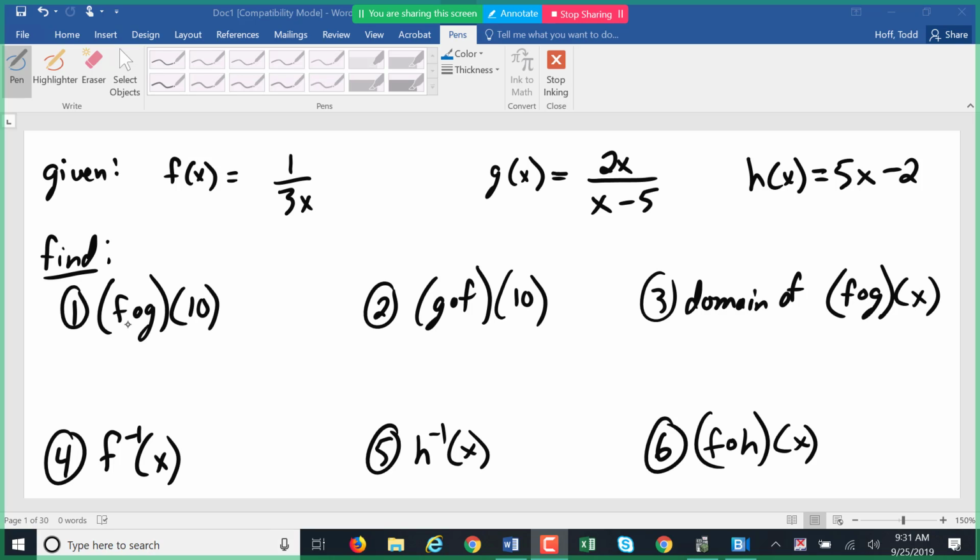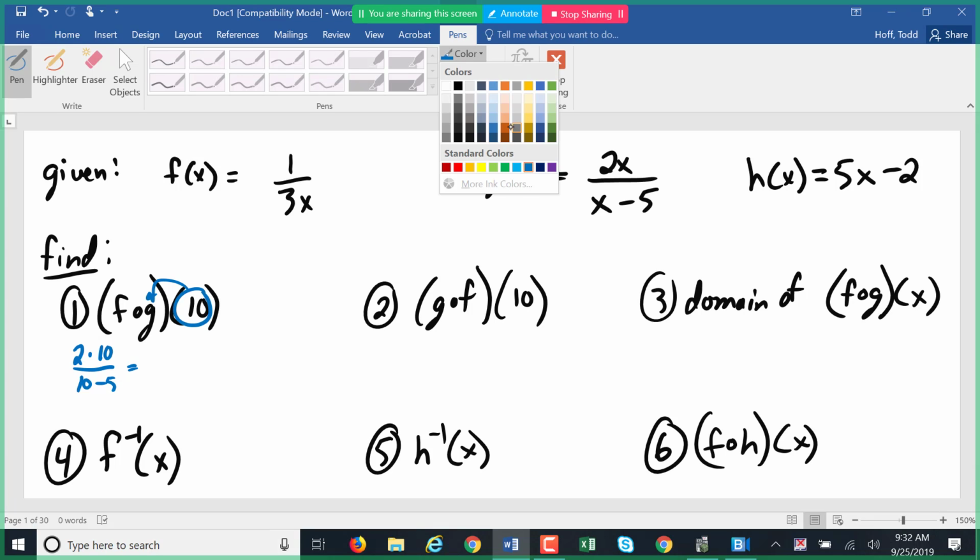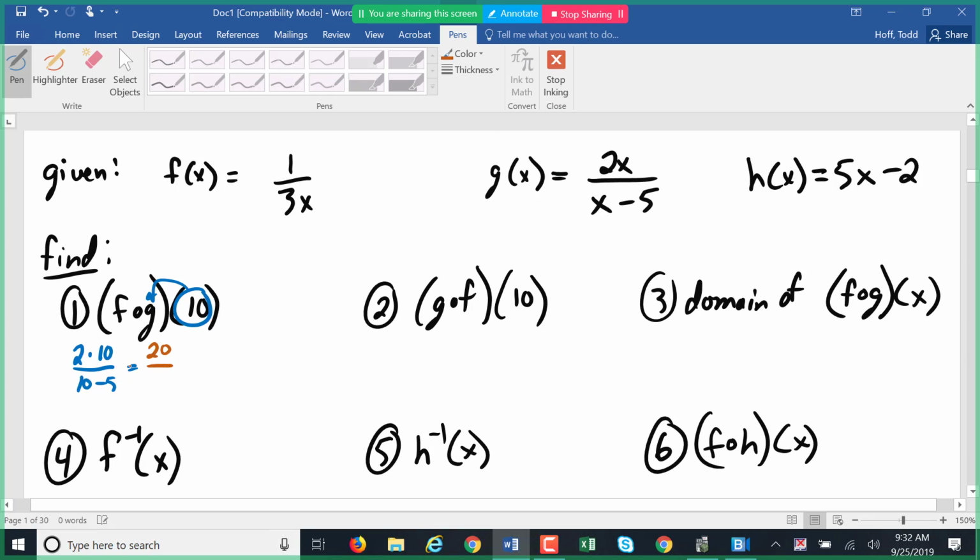So number one, F composite G of 10. That's saying 10 gets put into G first, and then that result gets put into F. So for G, it's 2 times 10 over 10 minus 5. That's 20 over, 2 times 10 is 20, 10 minus 5 is 5, which is 4.